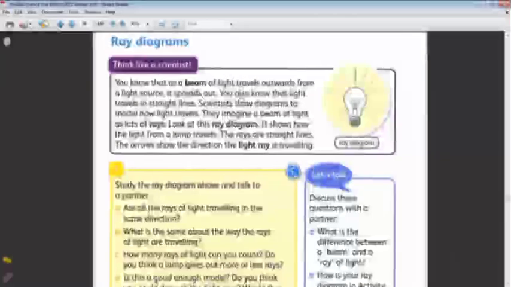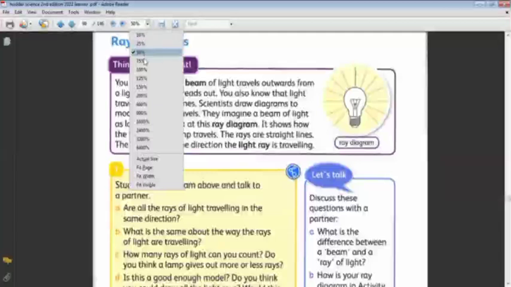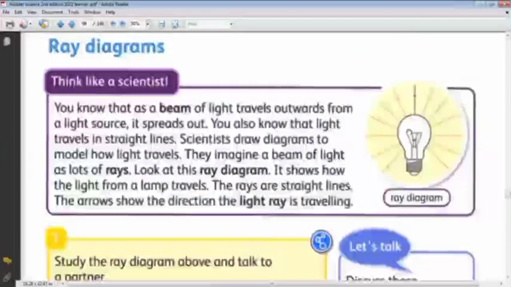Here in the next page, we have a lamp. This lamp is a source of light. The light comes out from this lamp. So you know that a beam of light travels outwards from the light source.